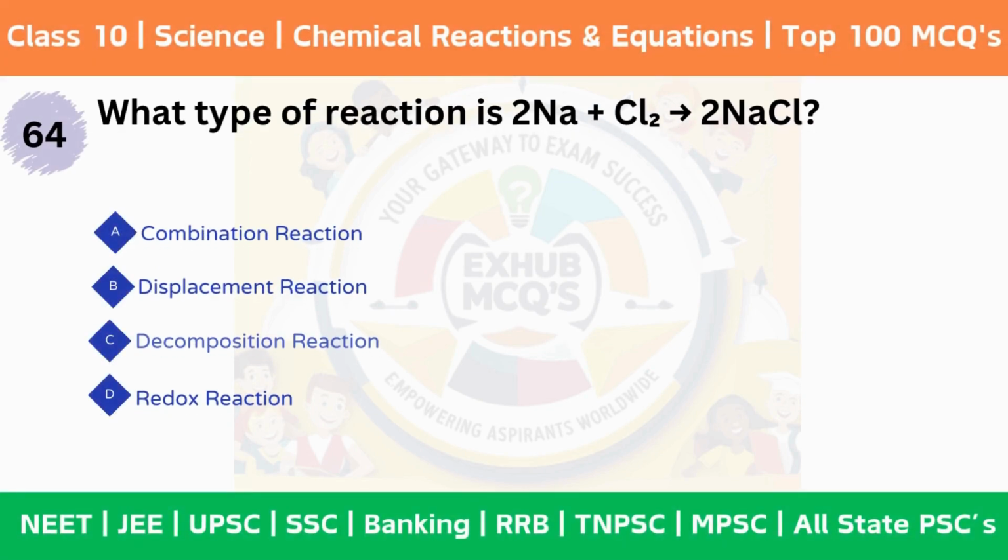MCQ 64. What type of reaction is sodium reacting with chlorine to form sodium chloride? Option A, combination reaction. Option B, displacement reaction. Option C, decomposition reaction. Option D, redox reaction.